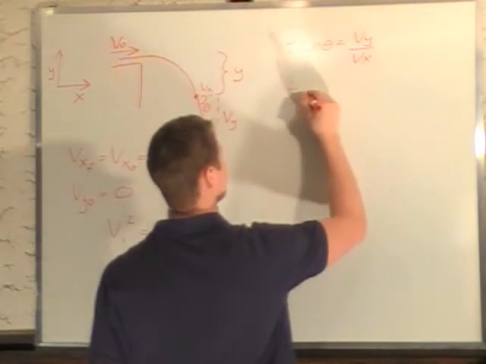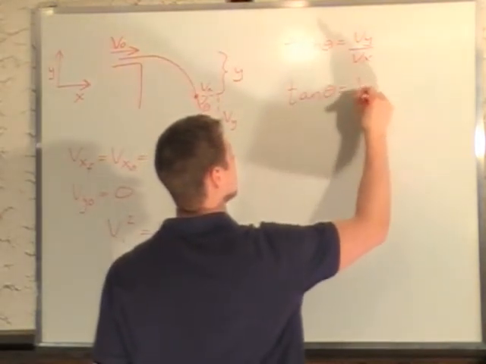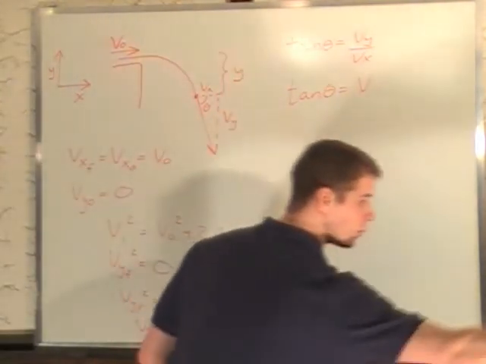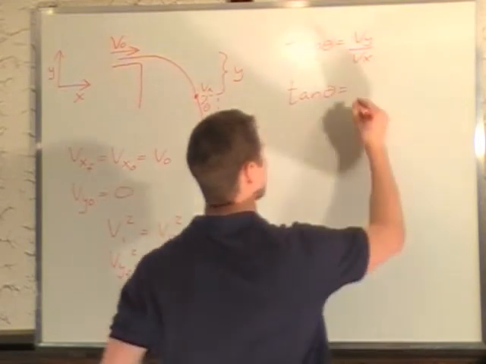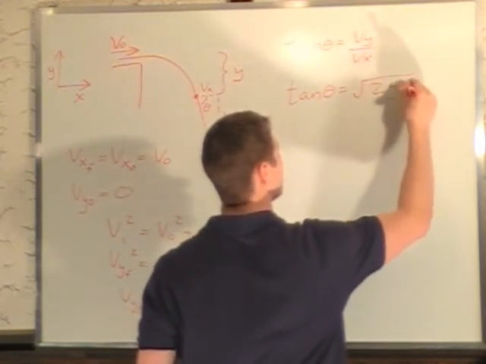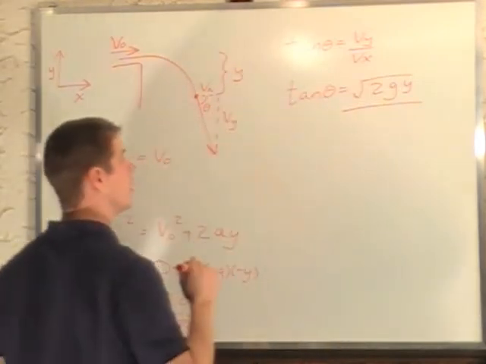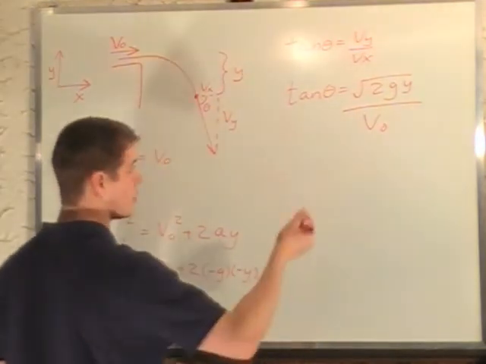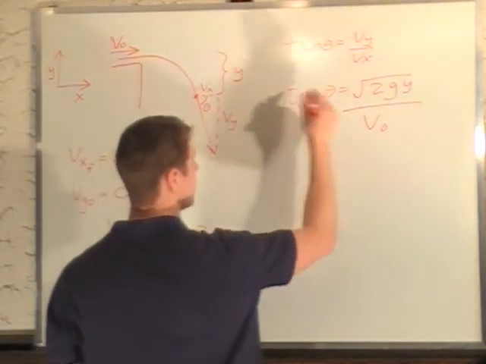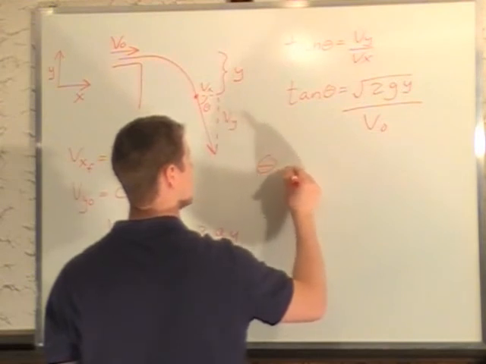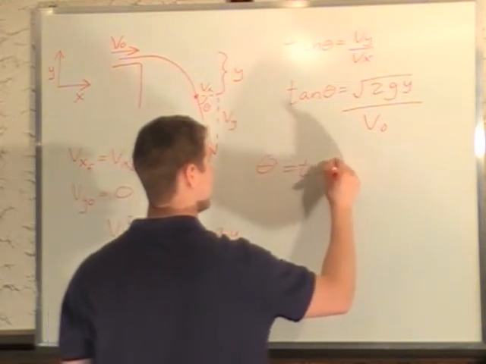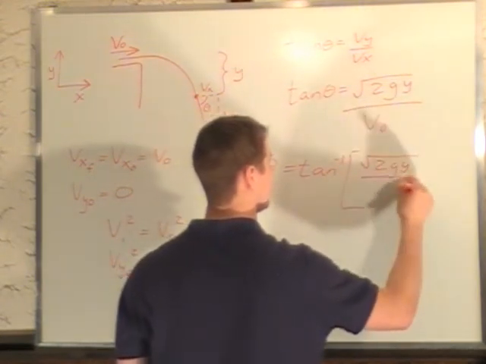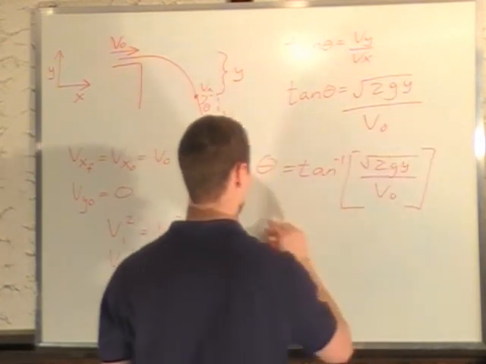So we can use that as this Vy here. So we have tan theta equals our final Vy, which is root 2gy, divided by our velocity in the x direction, which is v naught. And so we solve for theta, because that's what we're looking for. We just take the inverse tangent of both sides to give us theta equals tan inverse of root 2gy over v naught. That is our final answer.